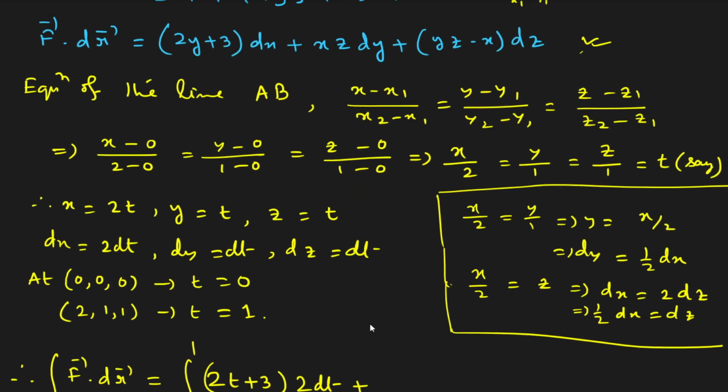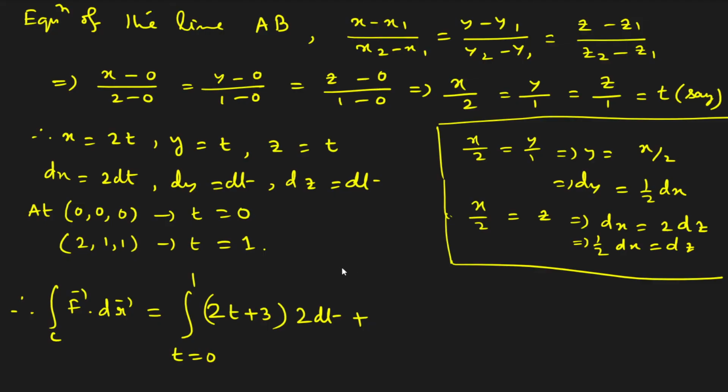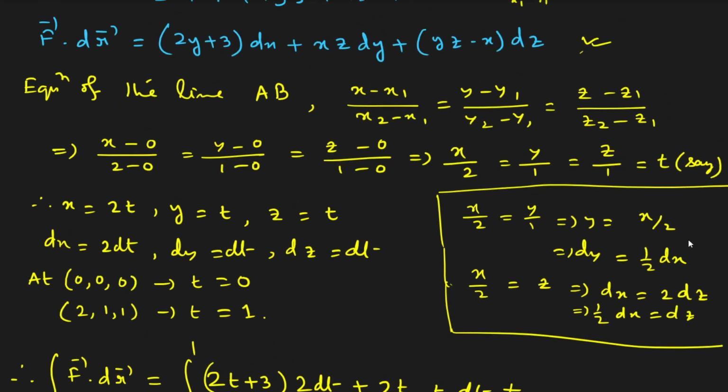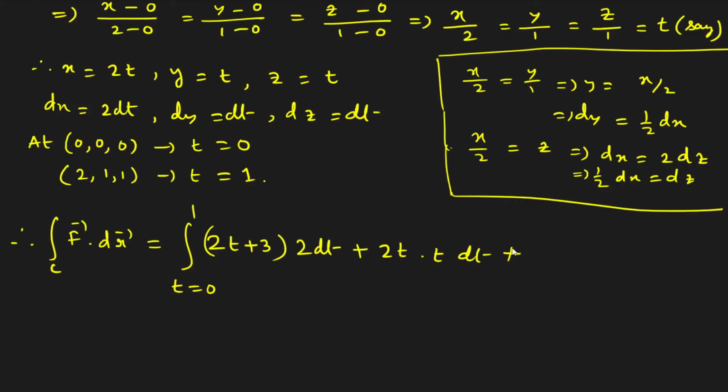Then the next term is xz dy. Our x is 2t, z is t, and dy is simply dt plus. Next is yz minus x. So yz, y is t, z is also t, minus x, x is twice t, dz. dz is how much? dt. So now see, everything is in terms of t. What you have to do? You have to integrate it. After integration, you have to put the limit. So after putting the limit, you will get what? 8. So this is one method.